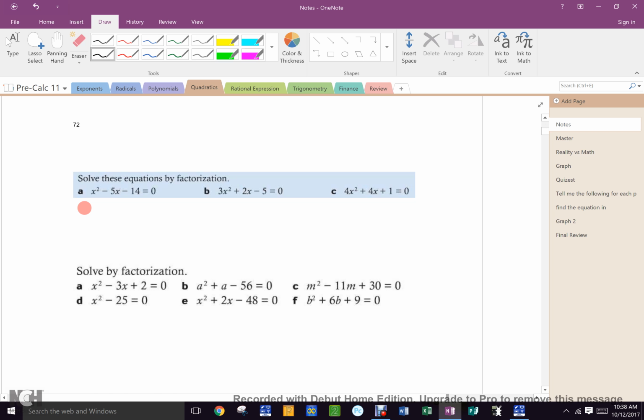This is good practice because what's your test on tomorrow? Factoring. Oh, it's almost like I planned it. It's like I care how well you guys do. I haven't won the 50 million yet, so.